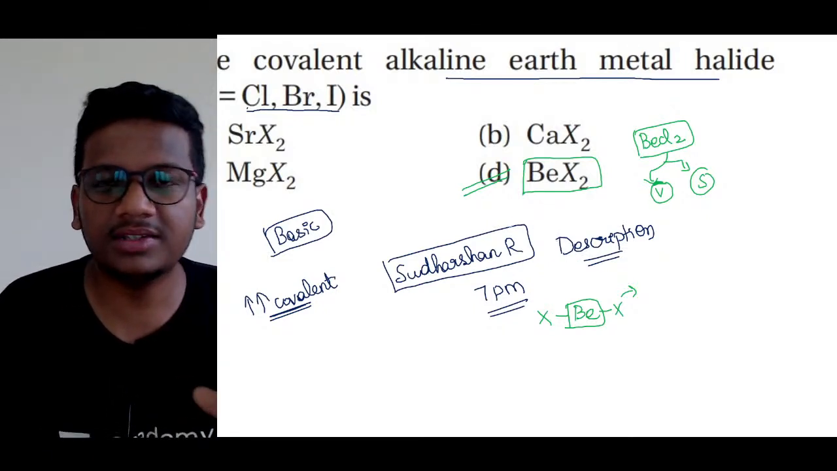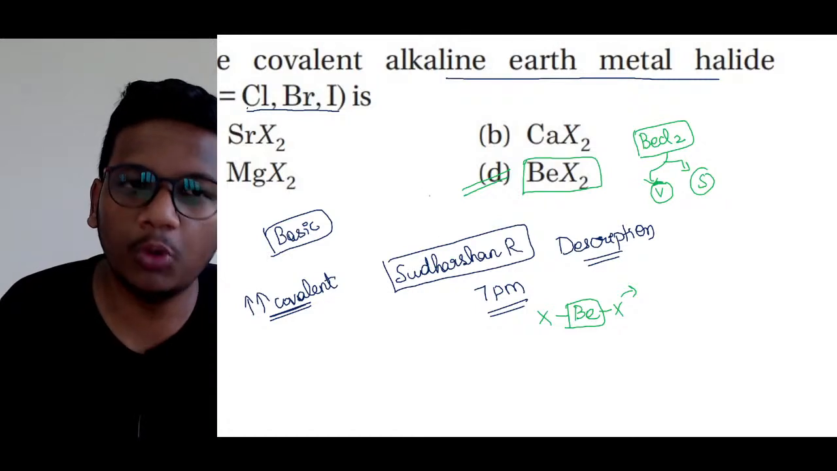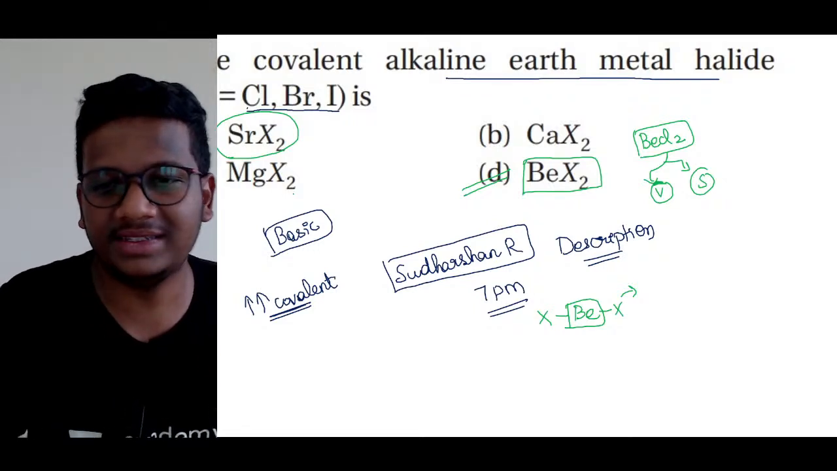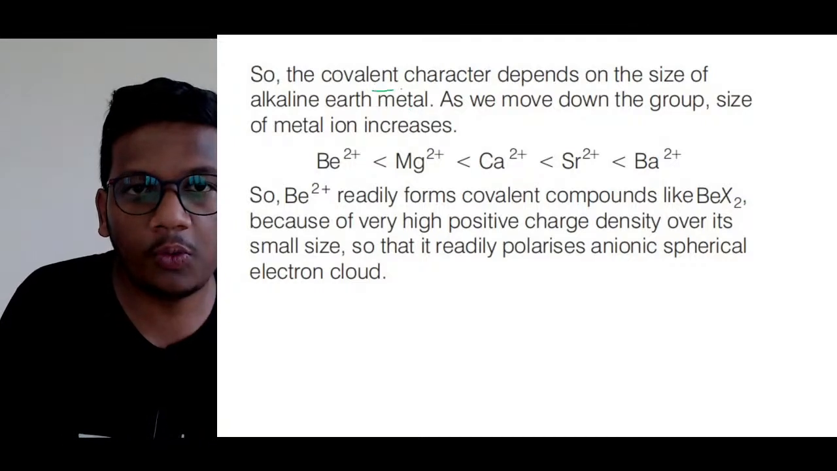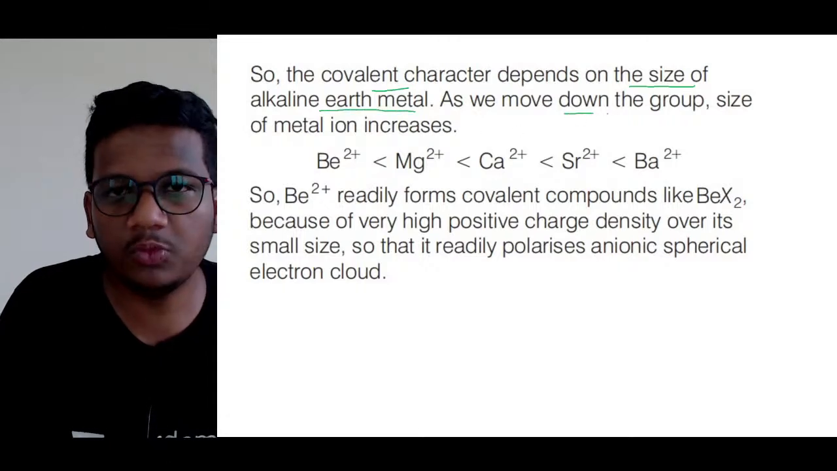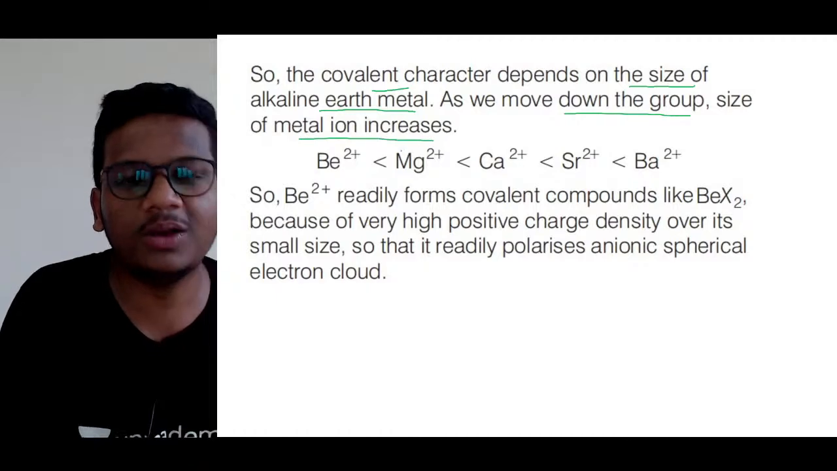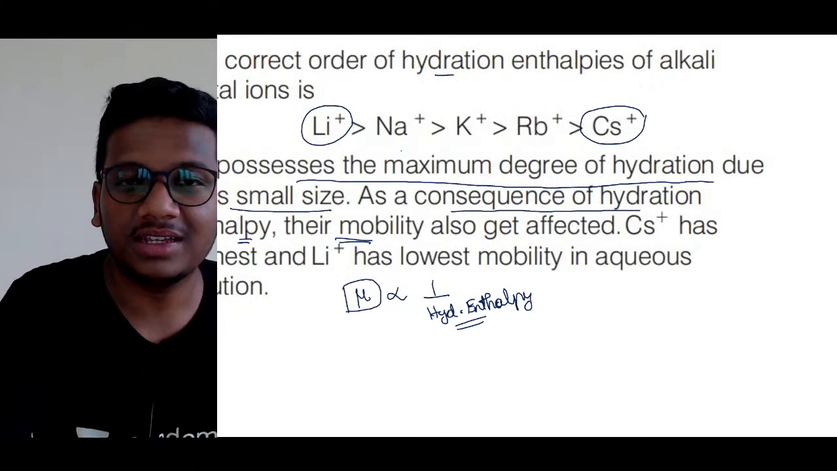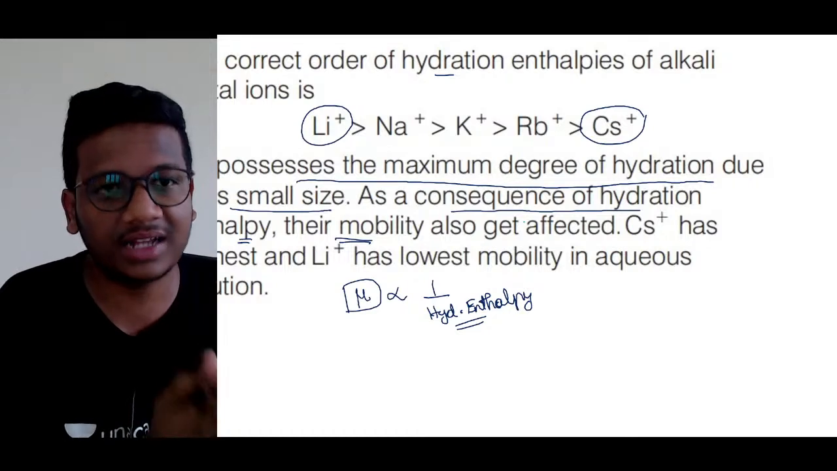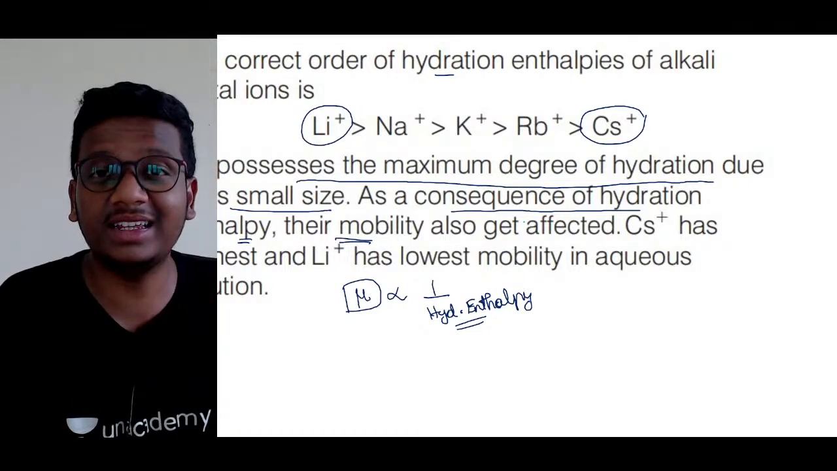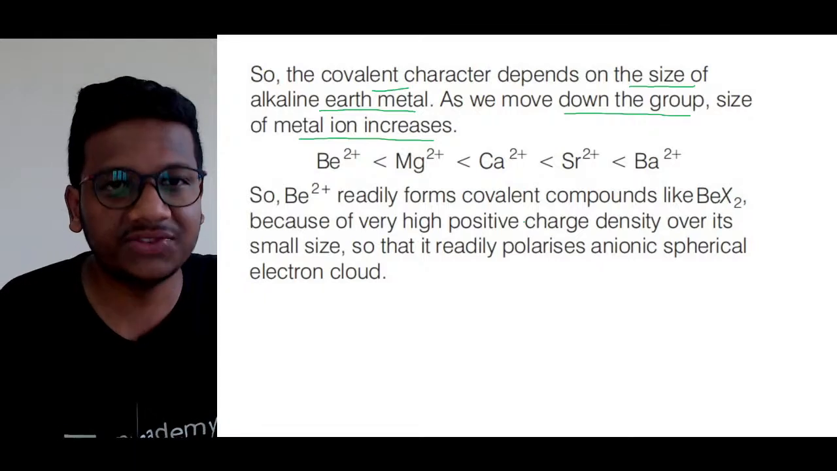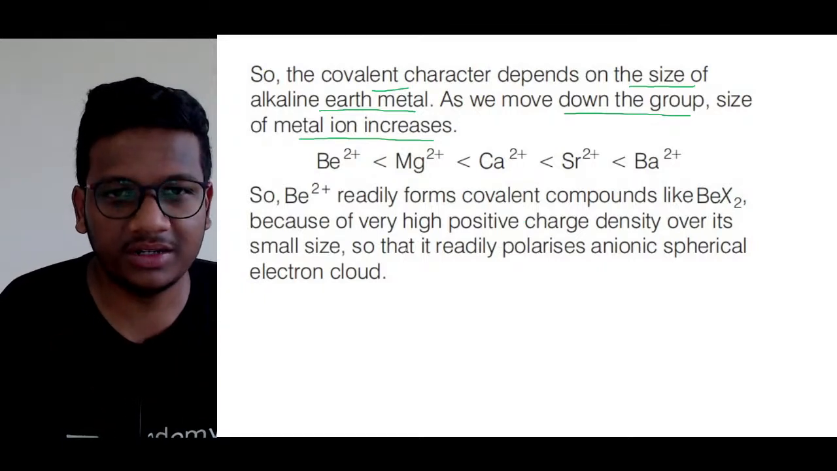If you have BeX2 as a compound, why is it more covalent than the other alkaline earth metal halides? Straight away, go with the reasons. The covalent character depends on the size of the alkaline earth metal. As we move down the group, the size of the metal ion increases. Just now we came across the first group alkali metals: as the size increases, the covalent character increases, but here it's the exact opposite trend.